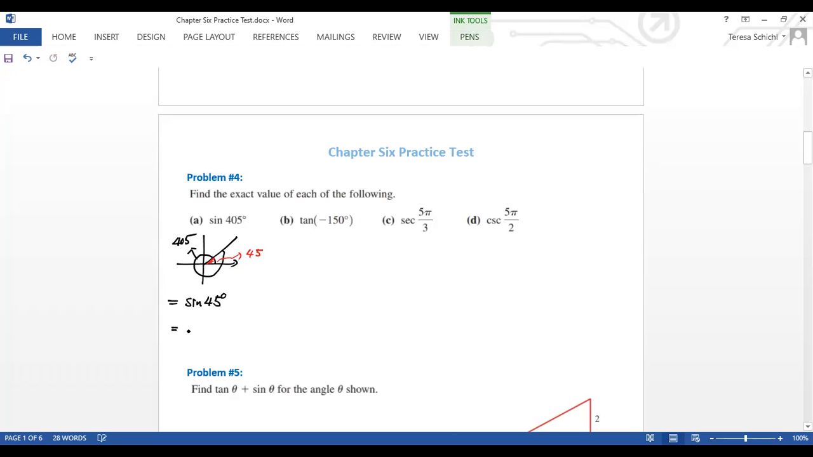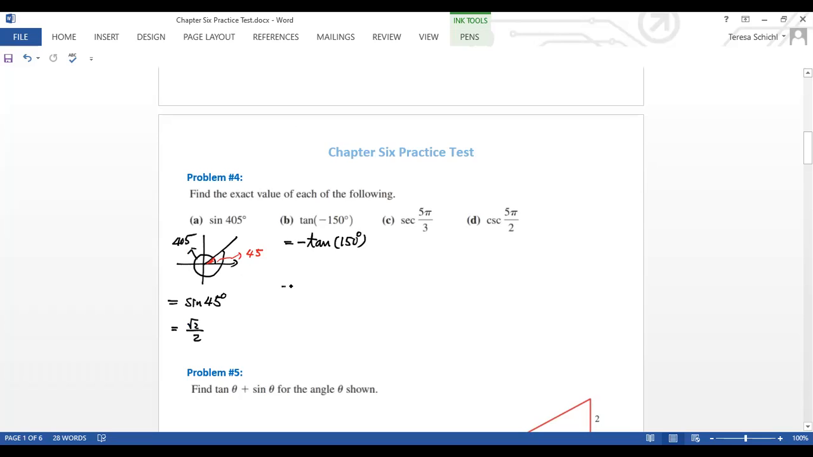So sine 45 is what? The square root of 2 over 2, right? That's from the special angles here. Okay, so now the tangent of negative 150. We know the tangent, you can have several different ways here. You can find a reference angle, or we know the tangent we talked about before is an odd function. So I know tangent of negative 150 is the negative of tangent 150 here, right?